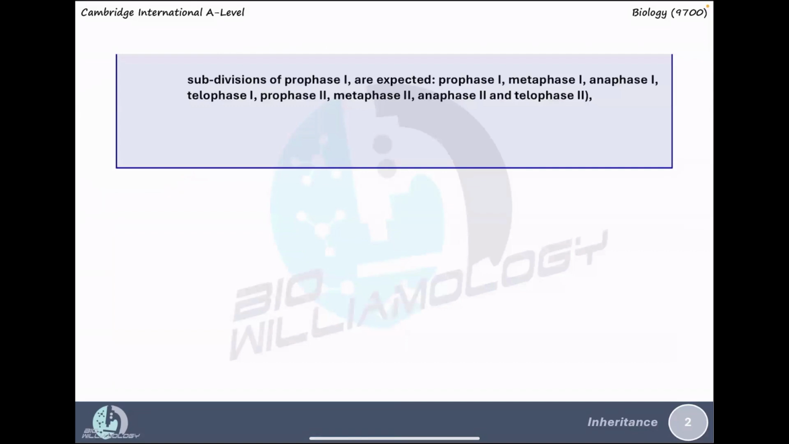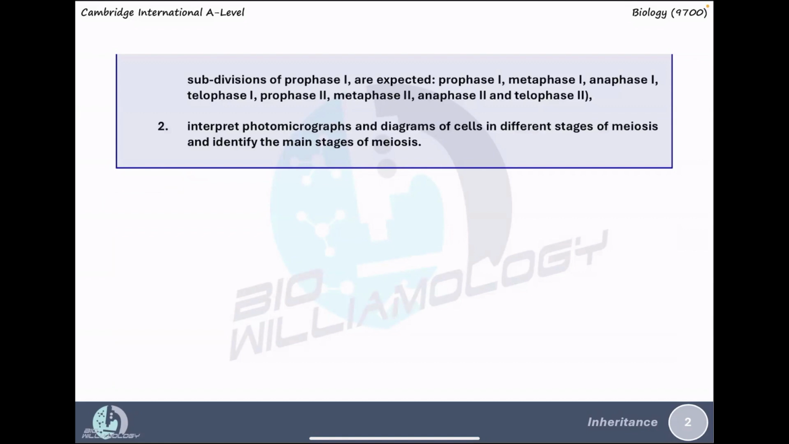You are expected to know prophase 1, metaphase 1, anaphase 1, telophase 1, prophase 2, metaphase 2, anaphase 2, and telophase 2, as well as interpret photomicrographs and diagrams of cells in different stages of meiosis and identify the main stages of meiosis. Let's get started.